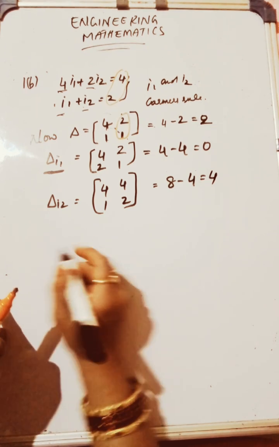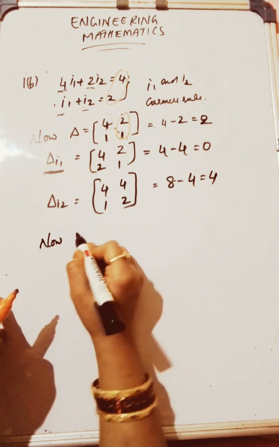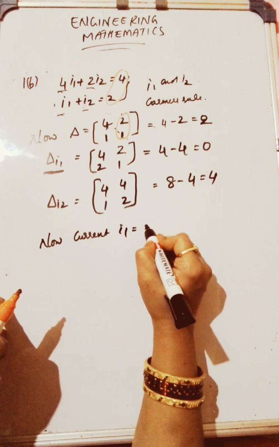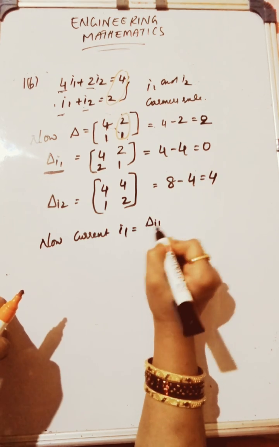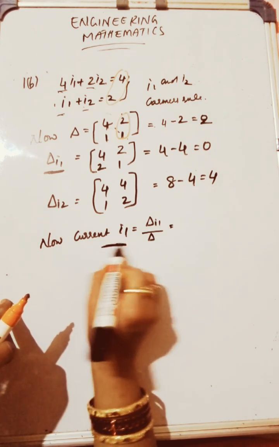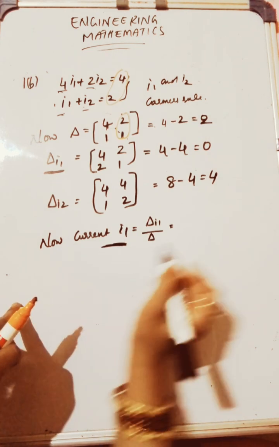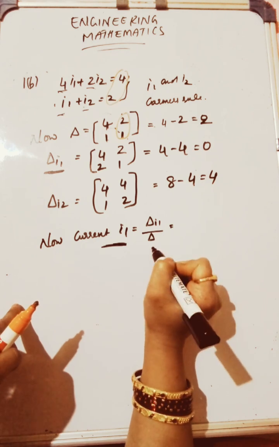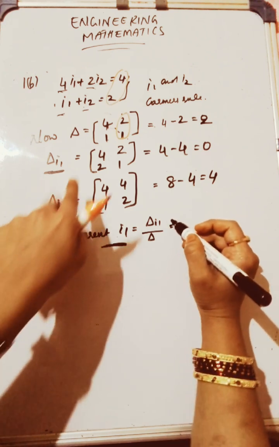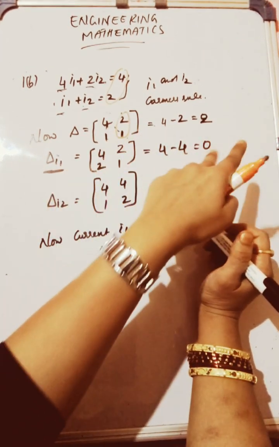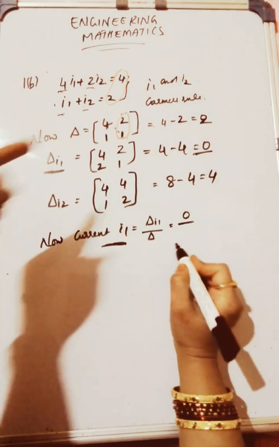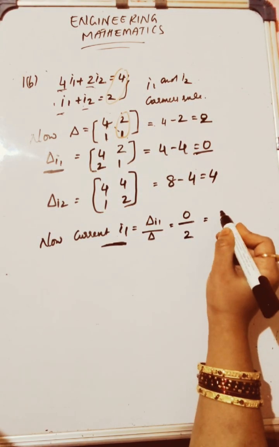Okay. Now current I1 is equal to delta I1 by delta. What did they give in the question? They gave that find currents I1 and I2. So for this we are going to find current I1 is equal to delta I1 by delta. Delta I1 which one? 0. By delta value how much? 2. 0 by anything? 0.